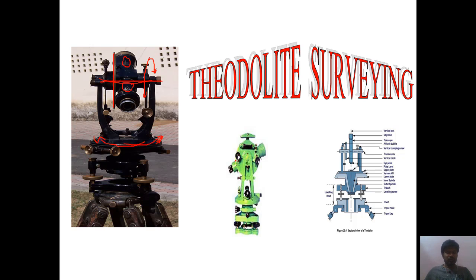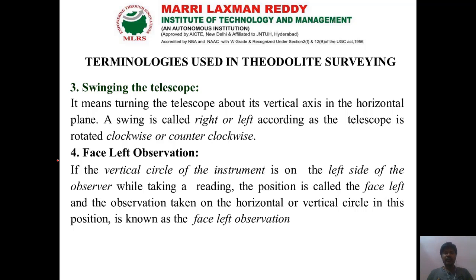Next, swinging the telescope. It means turning the telescope about its vertical axis in the horizontal plane. The swing may be left or right, according to whether the telescope is rotated clockwise or anti-clockwise. So this is called swinging the telescope. Our instrument is rotated like this with the help of the telescope, that is called swinging.